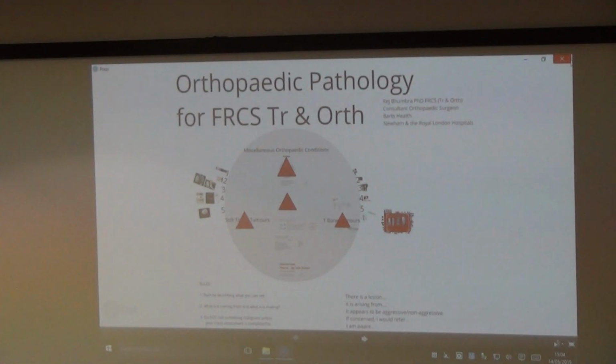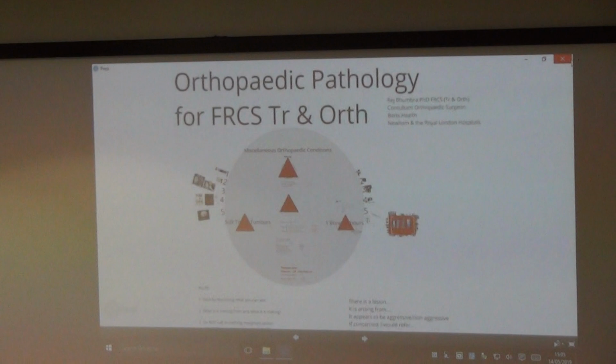That says for FRCS for orthopaedics, it's really just orthopaedic pathology, which broadly speaking consists of quite a wide variety of pathologies, and we'll focus particularly on neoplastic pathologies. Obviously, we all remember the surgical sieve.